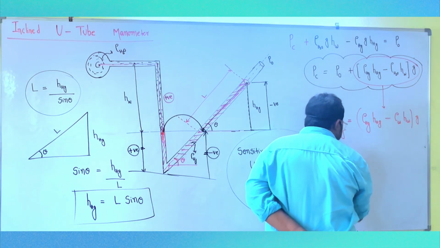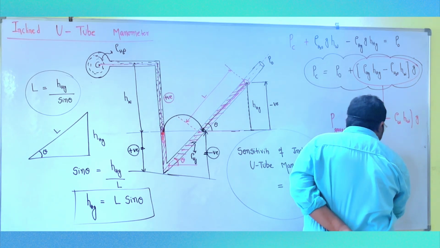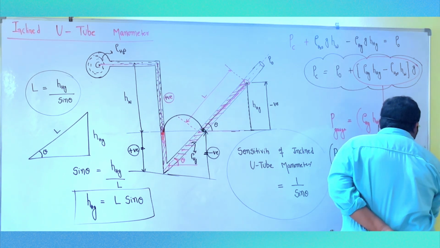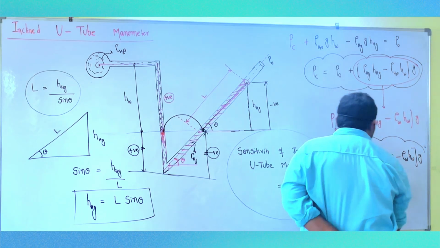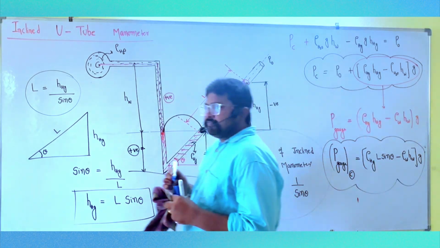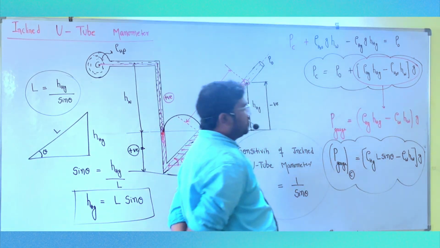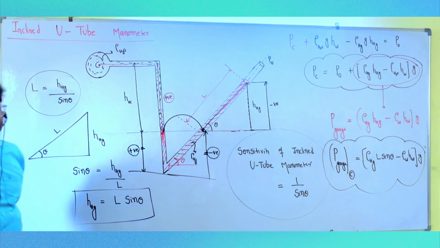At cross section C, that equal to rho hg L sin theta minus density of the water into H water into G. అర్థమవుతుందా? Density of the mercury L sin theta minus density of the water into H water into G. This is inclined U-tube manometer.